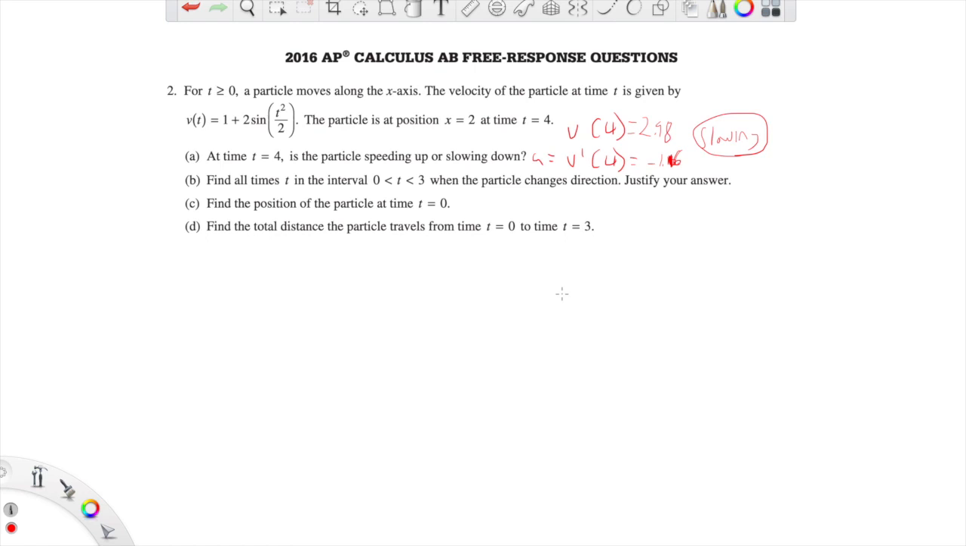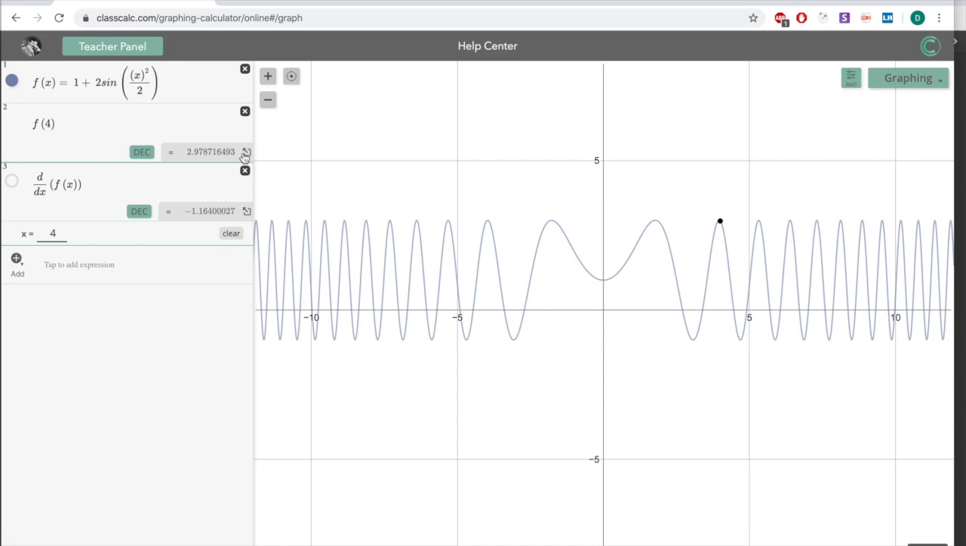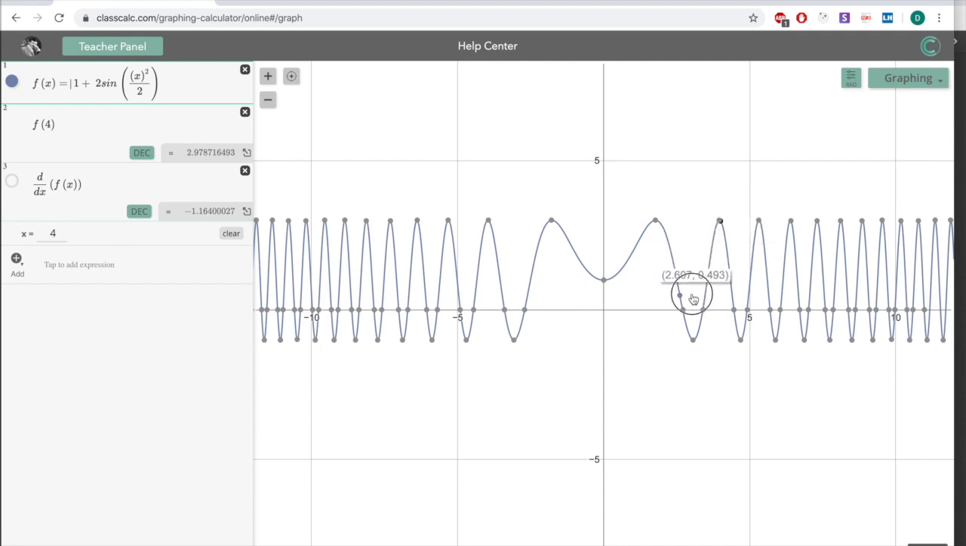All right, now in the next part it says, find all the times t in the interval t between 0 and 3 where the particle changes direction. Right, so a change in direction will just be defined as the velocity going from negative to positive, or from positive to negative. And it's just on an interval of 0 to 3, so we can go back to our calculator and check out our function. This is our function again, and on the interval from 0 to 3, 3 being right around here actually, the only zero we have is right here, so it only changes direction once at t equals 2.7.